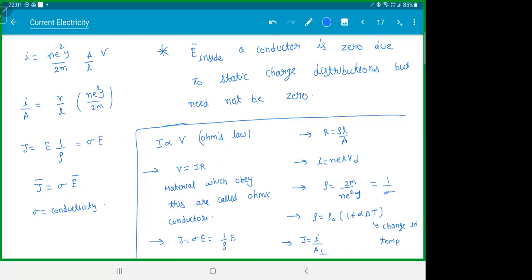Do check. So that's a bit of theory. All clear with this?